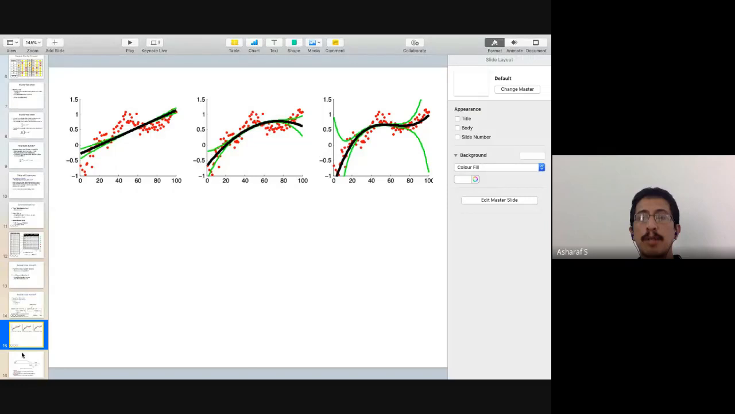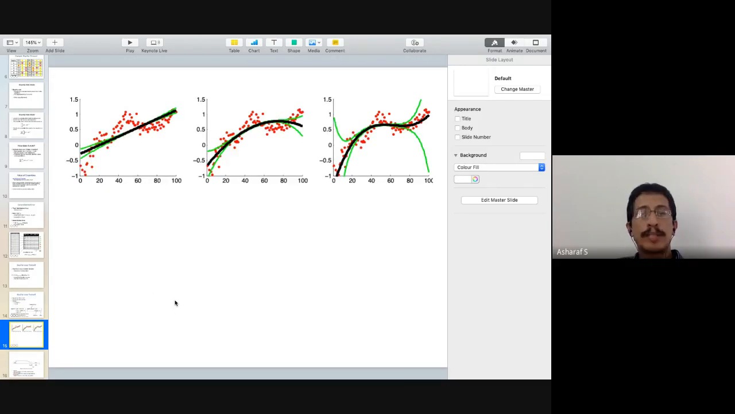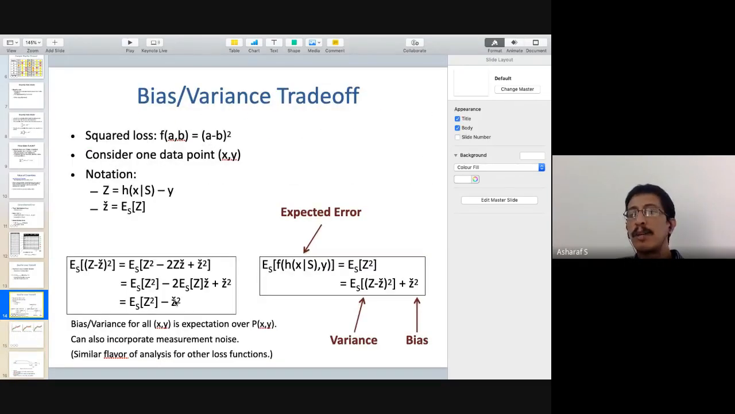This is the context. So in general, bias is contributed by the training error. A complex model has low bias because it will fit well into the data, and then there is a high variance caused by future error. Essentially, it's a measure of generalization performance. So you typically get a question on how you can get a model which has low bias and low variance, which is very, very difficult. What typically happens is you have to do a trade-off. That's why this is called the bias variance trade-off.